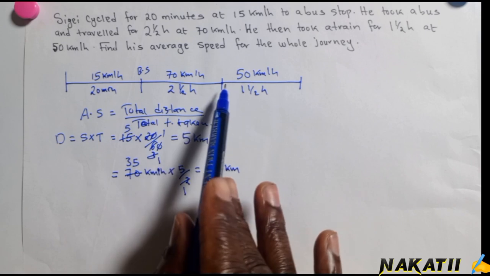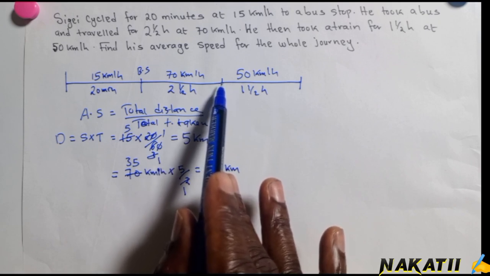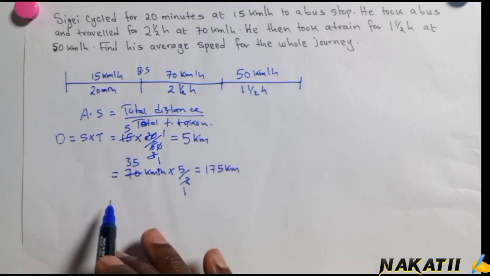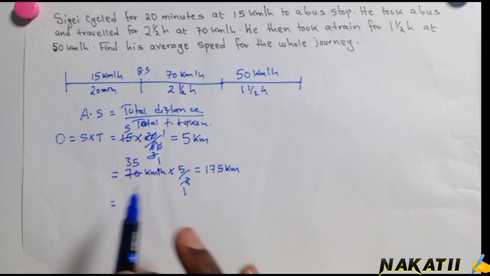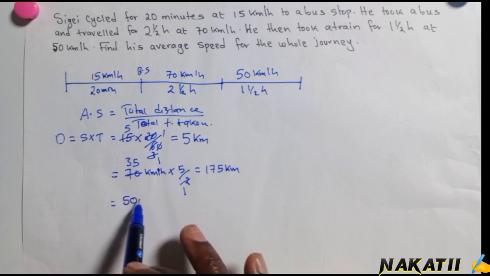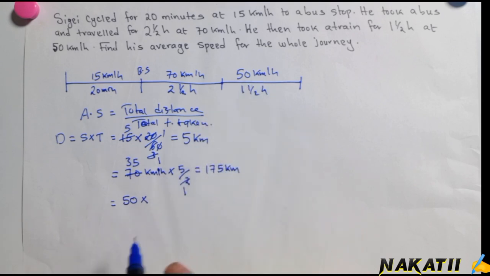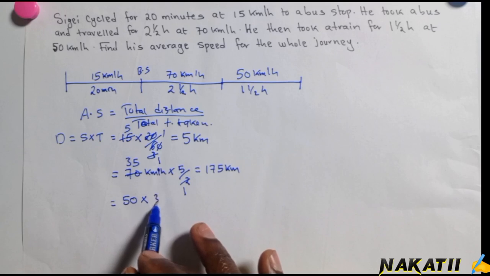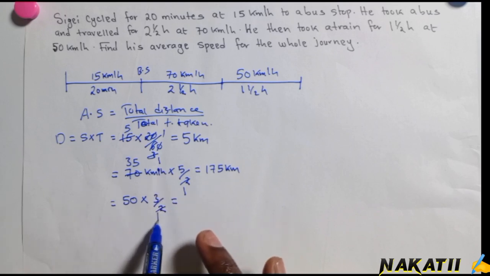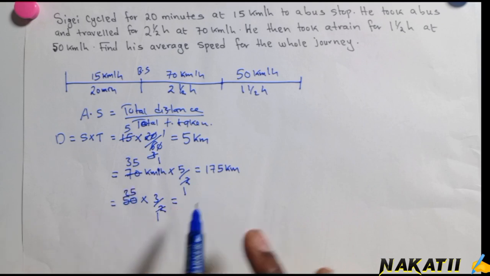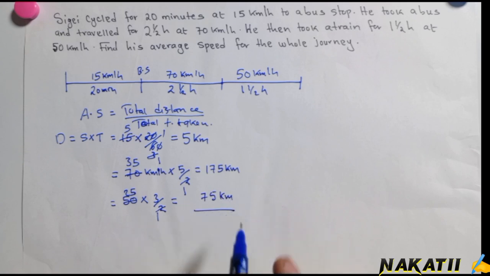And therefore, the last distance is from where he boards the train. He takes a train from this point to this point. Again, distance is the speed, which is 50 kilometers per hour, times 1.5 hours taken. This can be written as 3/2 as an improper fraction. If you simplify by 2, 25 times 3, you get 75 kilometers. And that is the distance.